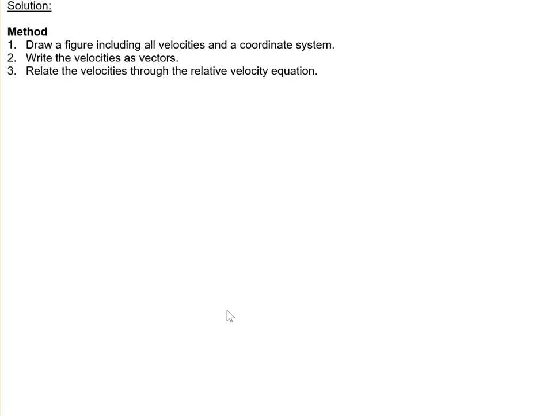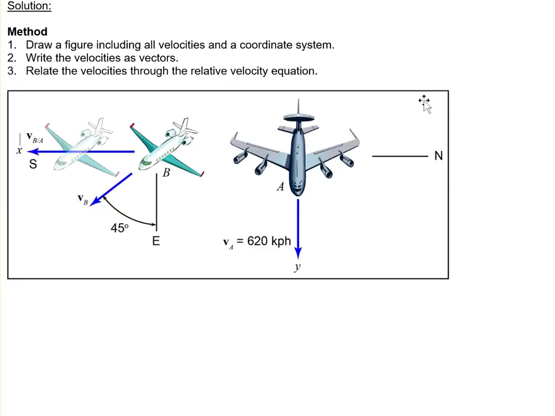With relative velocity problems, you want to draw the figure, including all the velocities and a coordinate system. The relative velocity equation is a vector equation, so we need a coordinate system to go with that. And then we'll relate all of those velocities through the relative velocity equation. All right, so here's our figure.